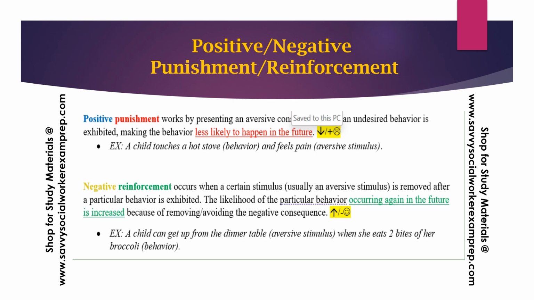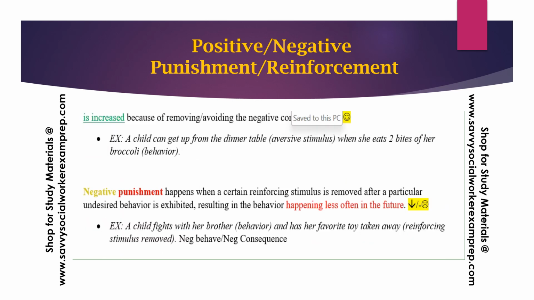Negative punishment happens when a certain reinforcing stimulus is removed after a particular undesired behavior is exhibited, resulting in the behavior happening less often. So we're decreasing the behavior, which is why it's in red. Okay, remember, punishment, decrease, that is red. So, negative punishment: a child fights with her brother, the behavior, and has her favorite toy taken away. That's going to be the reinforcing stimulus. We're going to remove that.